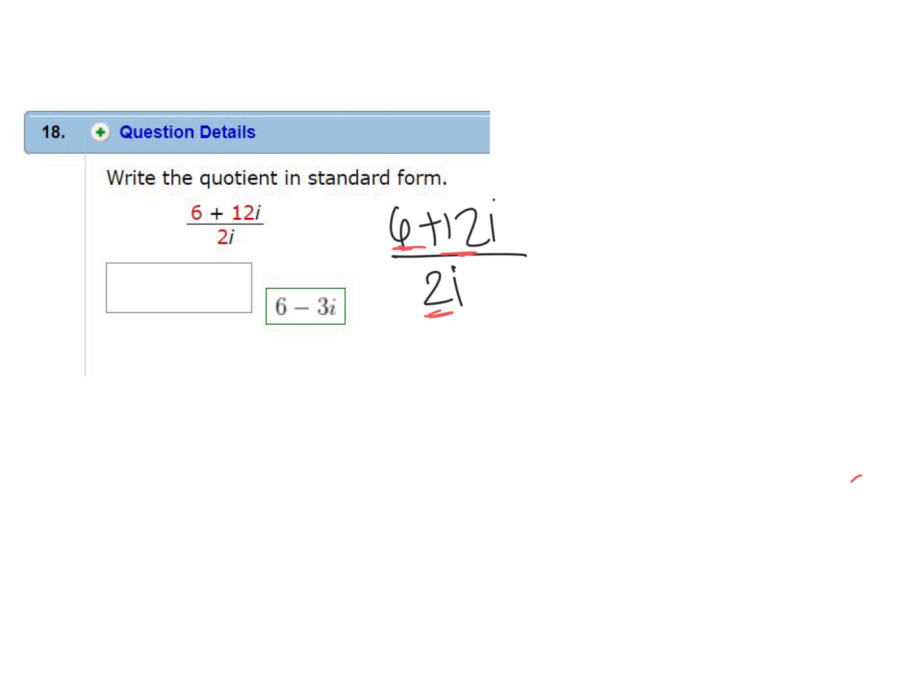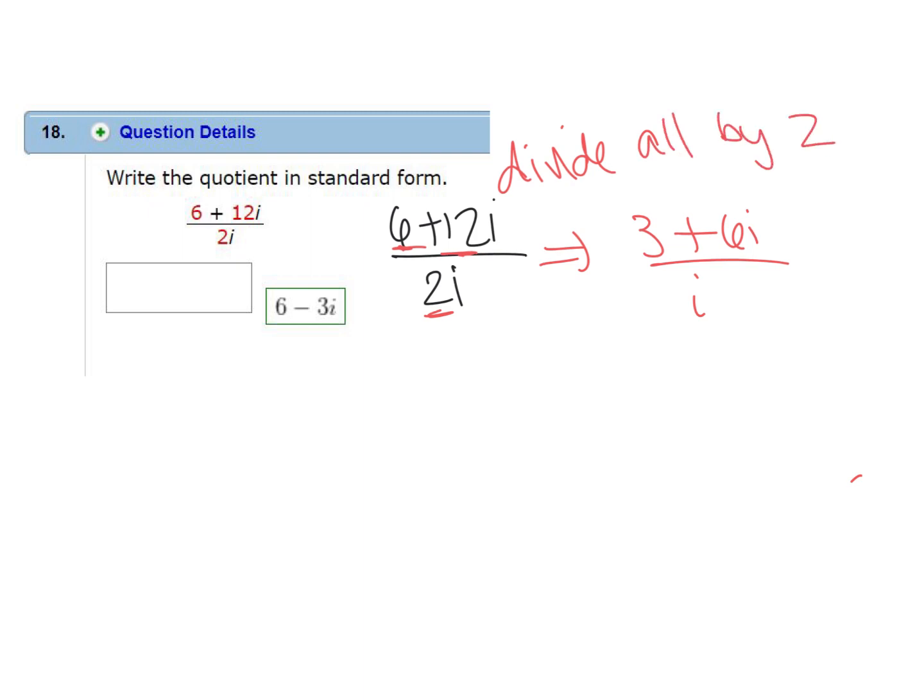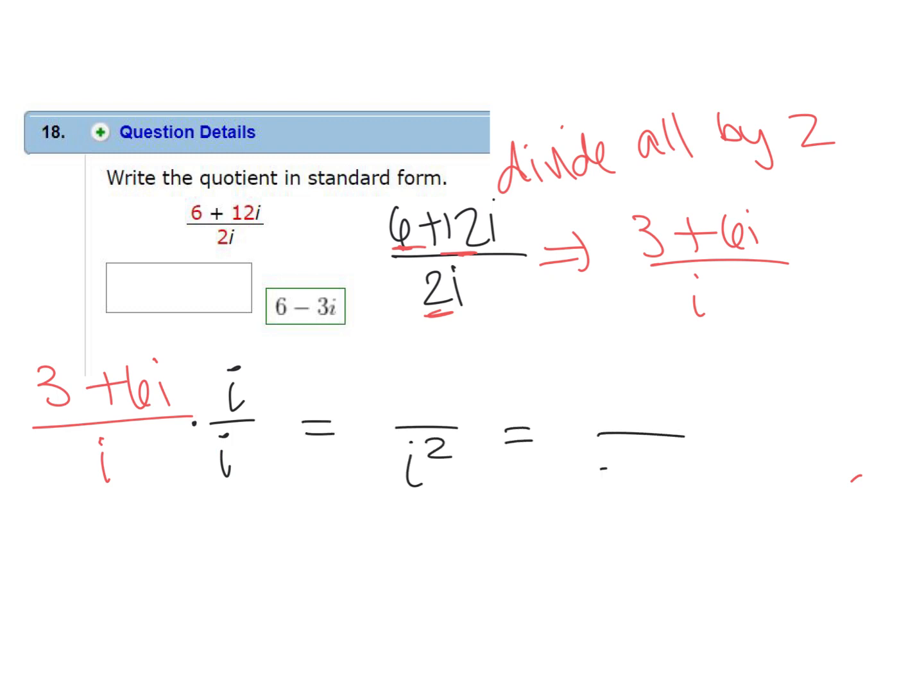I can't help it. I see that they're all divisible by 2. So I'm going to rewrite this as 3 plus 6i over i. So all I did was divide all by 2. Couldn't help it. Okay, so now I have 3 plus 6i over i. I still have to get rid of the i in the denominator, though. So I'm going to multiply the top and bottom by i. And i times i is i squared. That was the whole point. So that will be a negative 1.